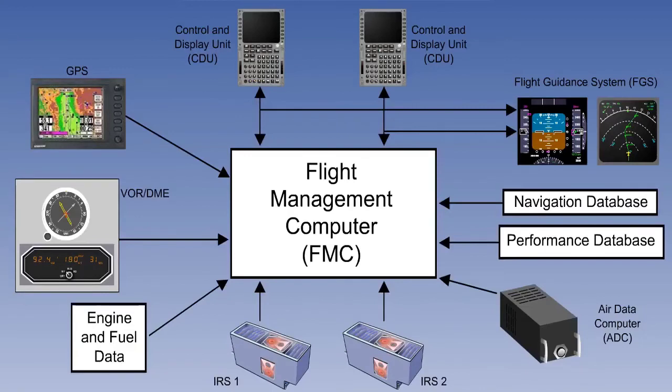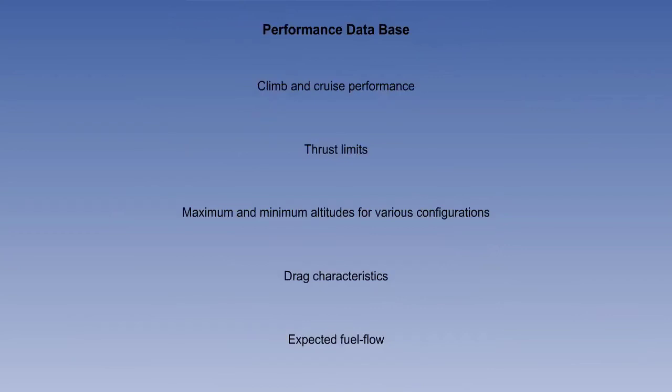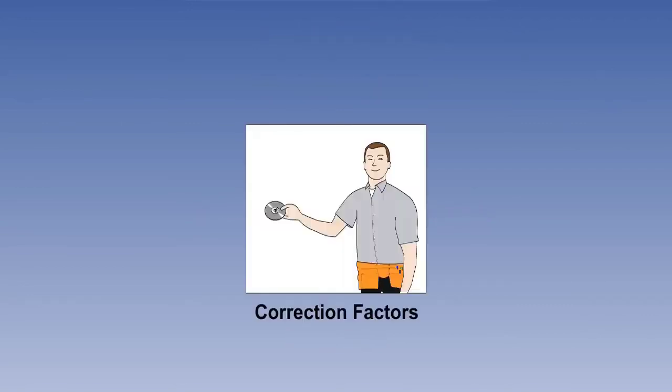There is also a performance database. This contains information on climb and cruise performance, thrust limits, maximum and minimum altitudes for various configurations, drag characteristics, and expected fuel flow. Maintenance personnel can refine this data by entry of correction factors for individual aircraft's drag and fuel flow characteristics, which are established from the aircraft's history.